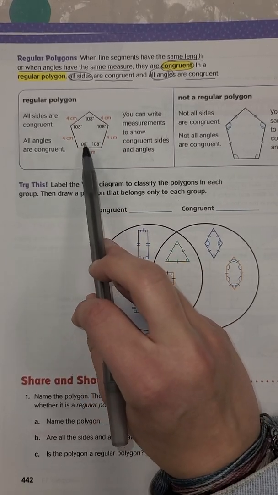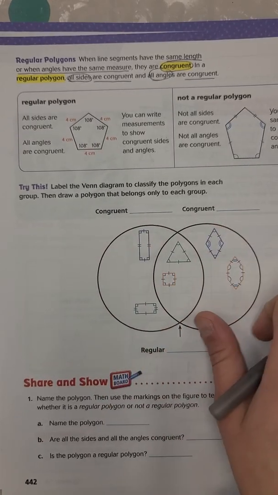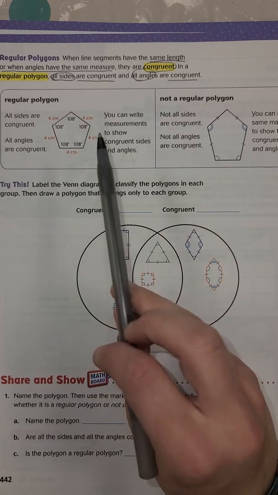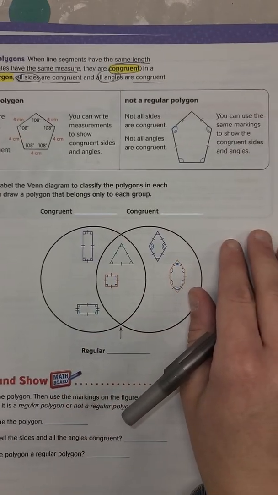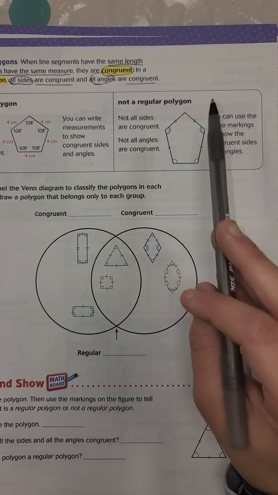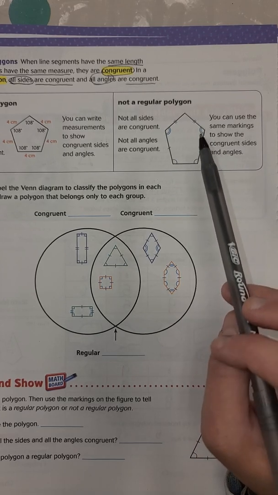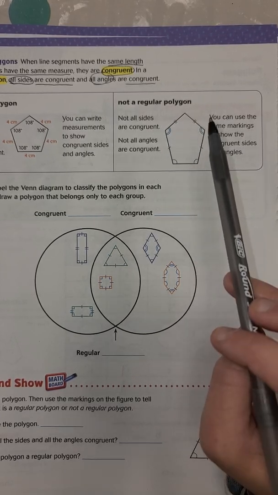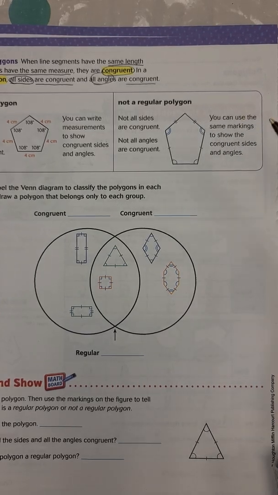All of the angles are congruent because they have the same degree of measurement. And so then we could write that it is a regular polygon. A non-regular polygon: not all the sides are congruent. Yes, there's 5 sides. It is a polygon because it's a closed figure, but not all of the sides are congruent. Not all of the angles are congruent, so it would not be a regular polygon.